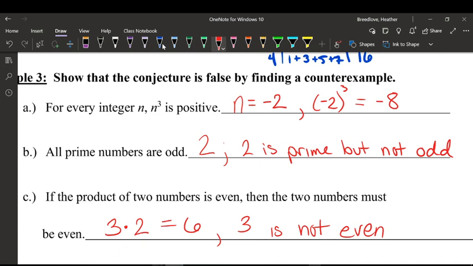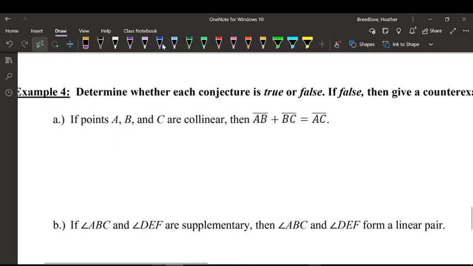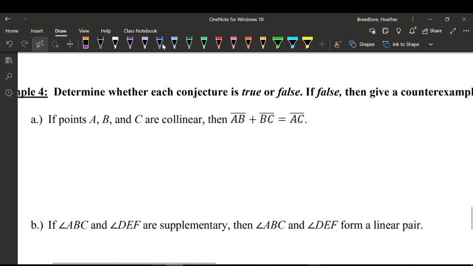All right, so the next part. Determine whether each conjecture is true or false. If false, give a counterexample. All right, so we're deciding if it's true or false now. Last time we were told they were false. If points A, B, and C are collinear on the same line, then AB plus BC equals AC.